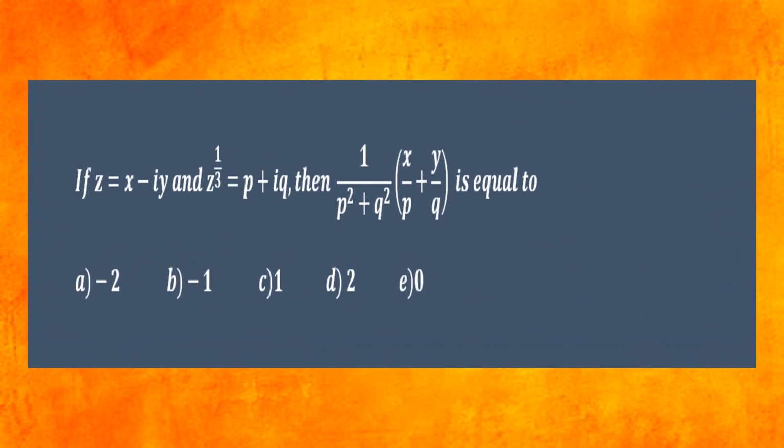Next question, if z equals x minus iy and z raised to 1 by 3 equals p plus iq, then 1 by (p square plus q square) into (x divided by p plus y divided by q) is equal to. Choices: minus 2, minus 1, 1, 2 and 0.